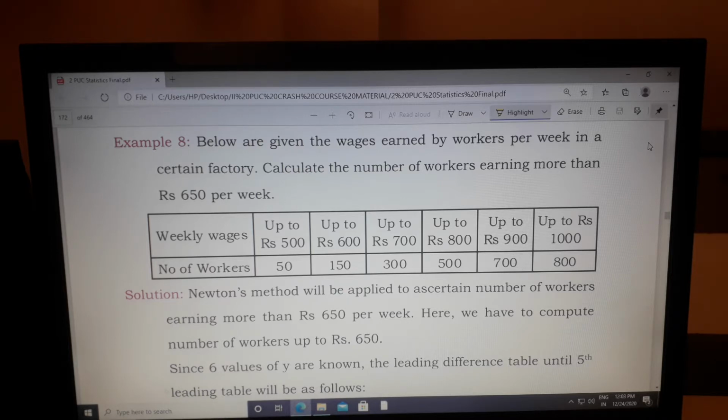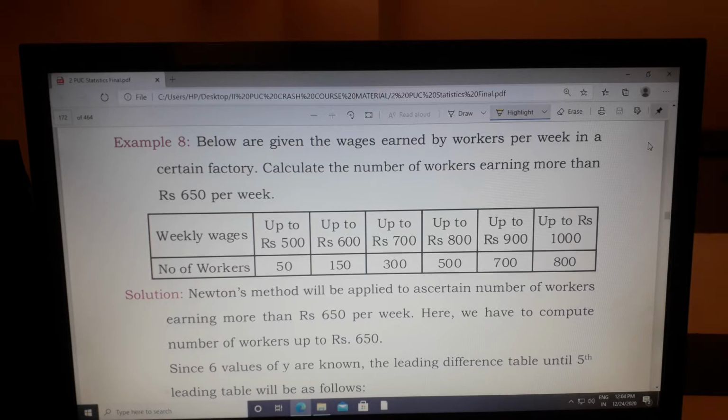So underline that, more than. But the table is given in less than form, right? Because the data is given as less than, but the problem is to be calculated for more than. Remember, up to 500 to up to 1000 means less than 500, less than 600 and so on, less than 1000. Generally it is an open-ended kind of class interval, the less than kind, right?